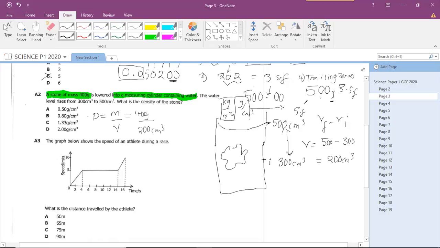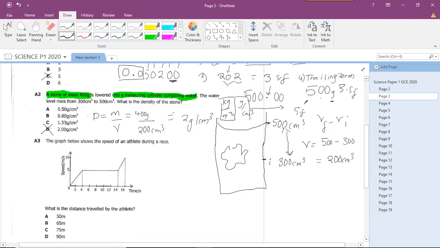So now we have the value of our mass and we now have the value of our volume. So all we have to do is divide. You get your calculator, because in physics you're allowed to enter with a calculator. Once you divide that, you're going to get your value as 2 grams per cubic centimeter, which is this one here, option D, 2.00 grams per cubic centimeter.